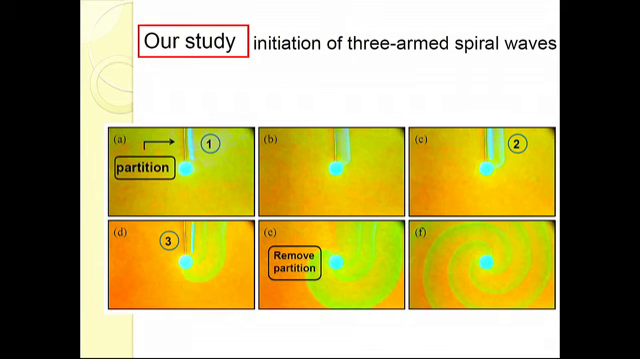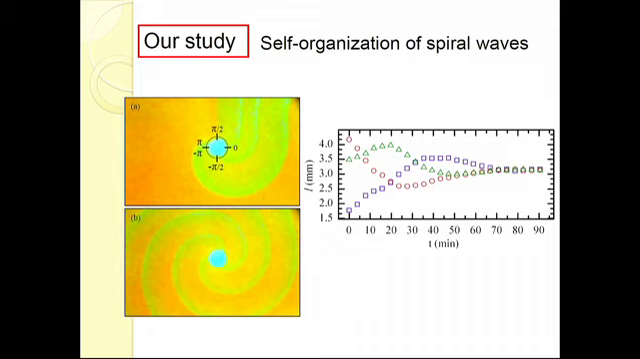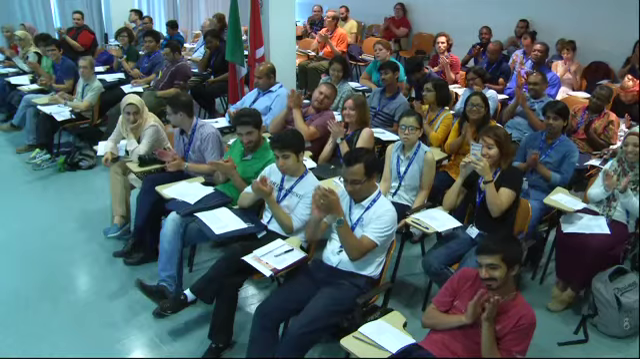In our study, we show the initiation of 3-arm spiral wave in BZ reaction by using a partition method. And we study the dynamics of them. We found that in the first term, the distance and the angle between arms are not equal, but finally it will be the same. This is the self-organization. If you want to know the details, please come to my poster. Thank you for your attention.